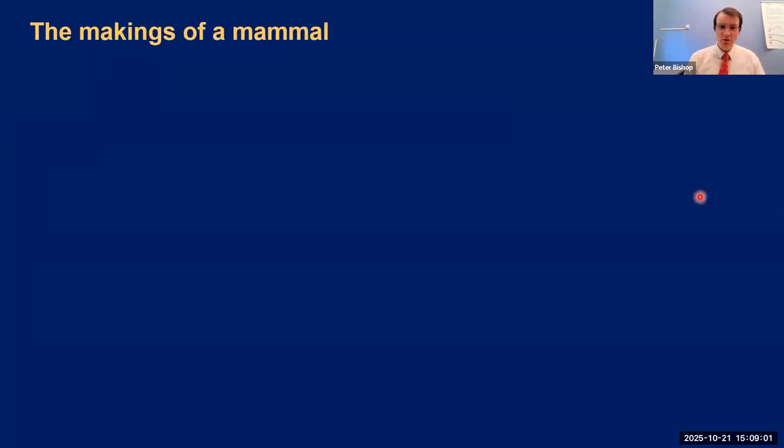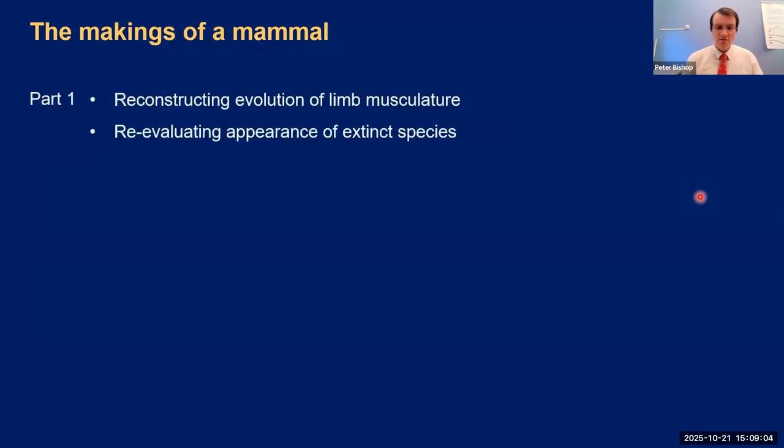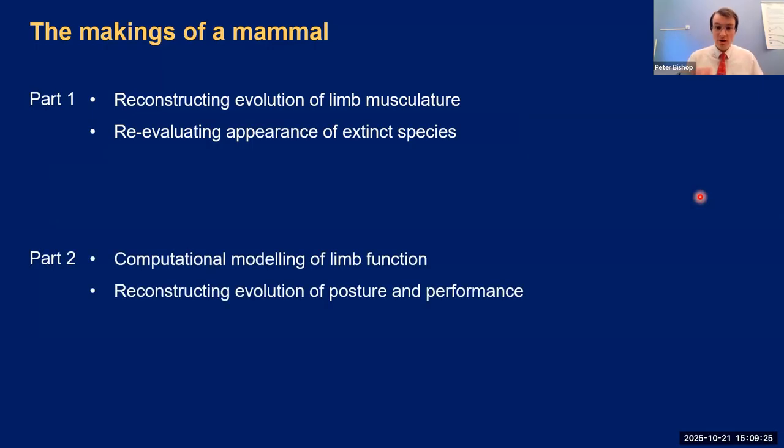And so in this talk today, I'm going to break it up into two parts. Firstly, we're going to look at how we can better reconstruct and understand how the distinctive muscular anatomy of modern mammals came to be. And that involves reconstructing limb musculature in extinct species, which in turn has important implications for our understanding of what these animals look like as living animals. And then in part two of this talk, with our improved understanding of limb muscle anatomy, we're going to use biomechanical models and computational approaches to probe and quantitatively test and explore questions about limb posture and locomotor function.